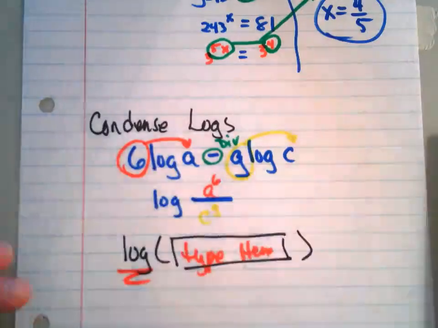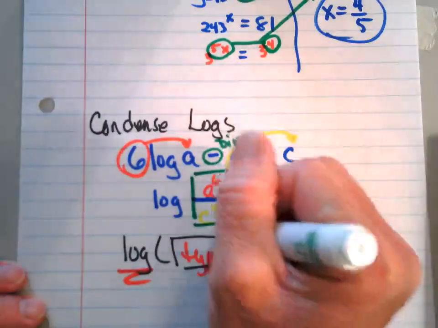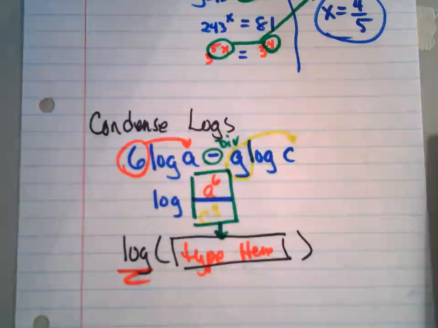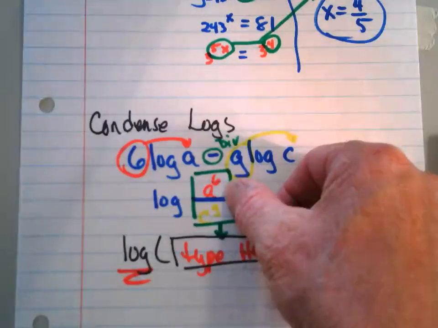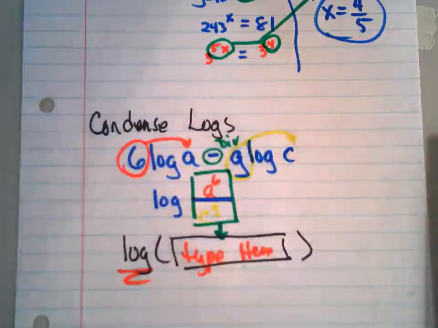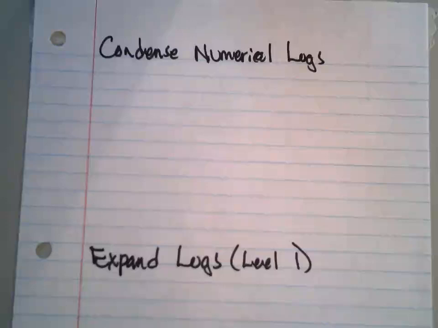So since they already have the log typed in for you in Delta Math, all you would have to do is type in this part, the a to the 6th over c to the g power. Okay, all right, 4 problems down, 10 quick problems to go. Let's condense some numerical logarithms.